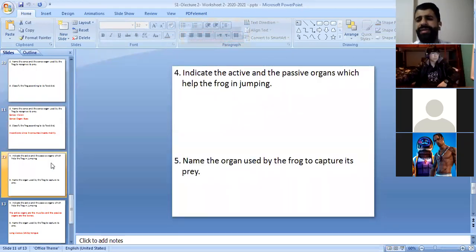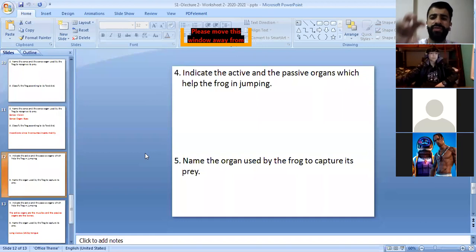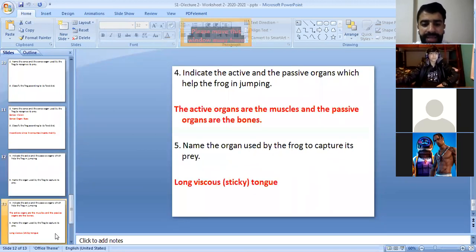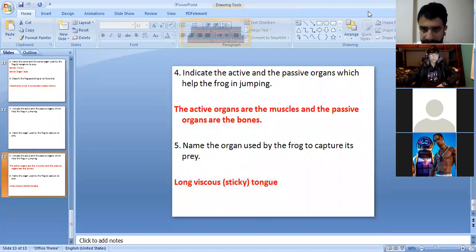Part 4, indicate the active and the passive organs used by the frog in jumping. This is the question that Razan asked me about. The active organs are always the muscles, while the passive organs are the bones. Name the organ used by the frog to capture its prey. It's the long, viscous, sticky tongue. This is the organ used to capture the prey. Okay?